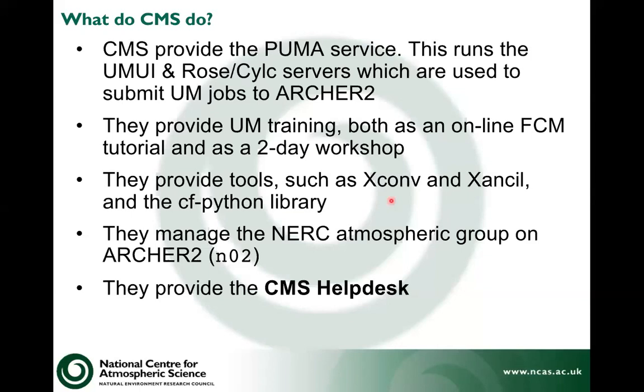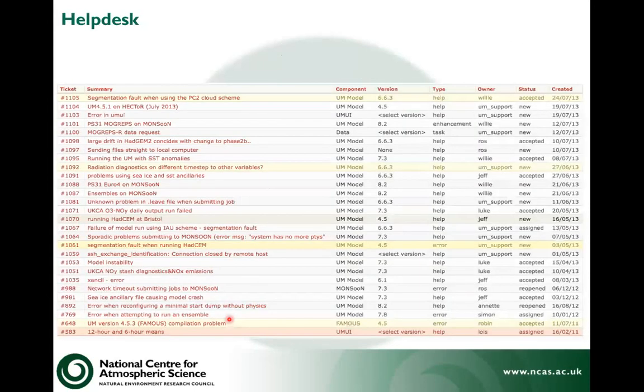You'll be using xconv in these tutorials, and the CF Python library, which is similar to Iris in terms of its functionality. They manage the NERC atmospheric group on Archer 2, which is called n02, and many of you will be running under that if you use Archer 2. And they also importantly provide the CMS Help Desk. The CMS Help Desk is a way that you can ask questions about various problems that you might have, and they will go to the team of NCAS CMS, and they will answer these questions.